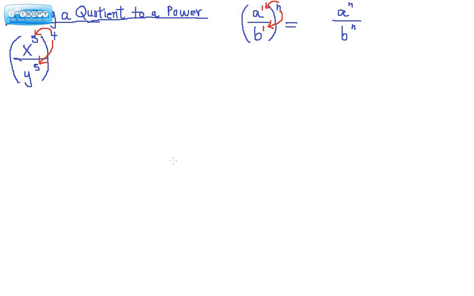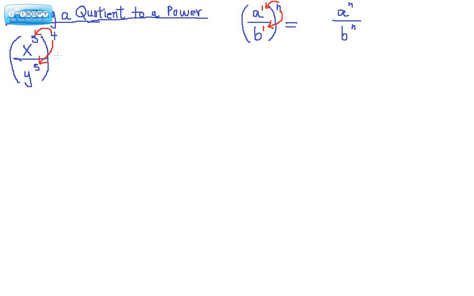And the rule when raising a quotient to a power is every inside exponent, top and bottom, gets multiplied by the exponent outside. So we keep the base a and we multiply 1 times n and we get a to the n. We keep the base b and we multiply 1 times n and get b to the n.